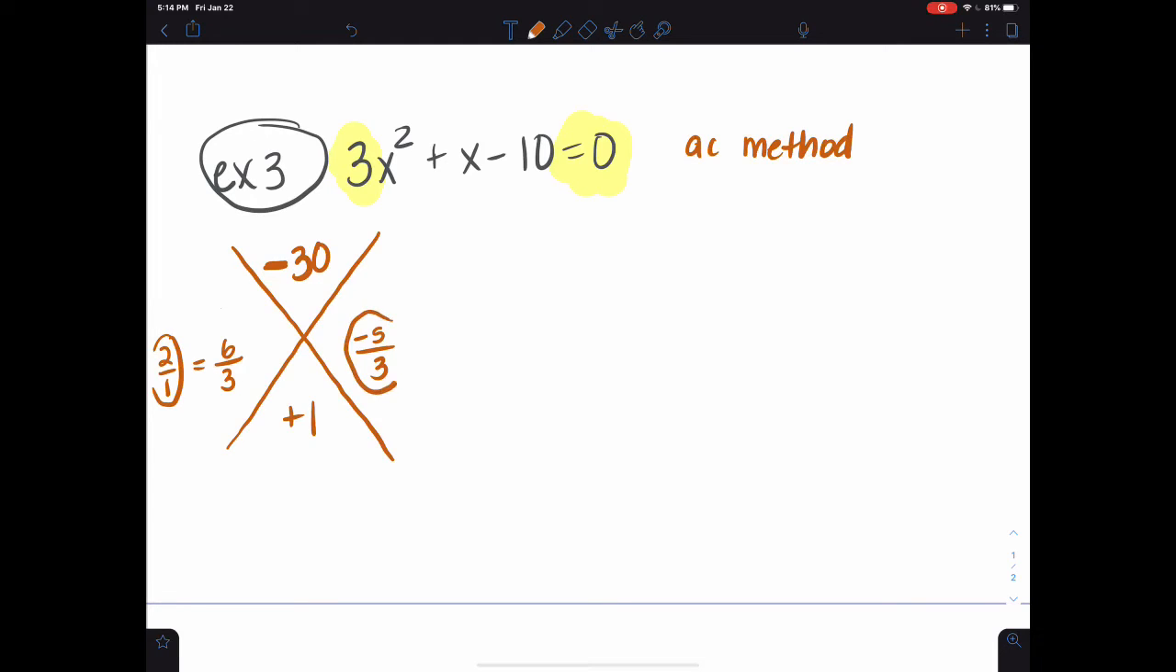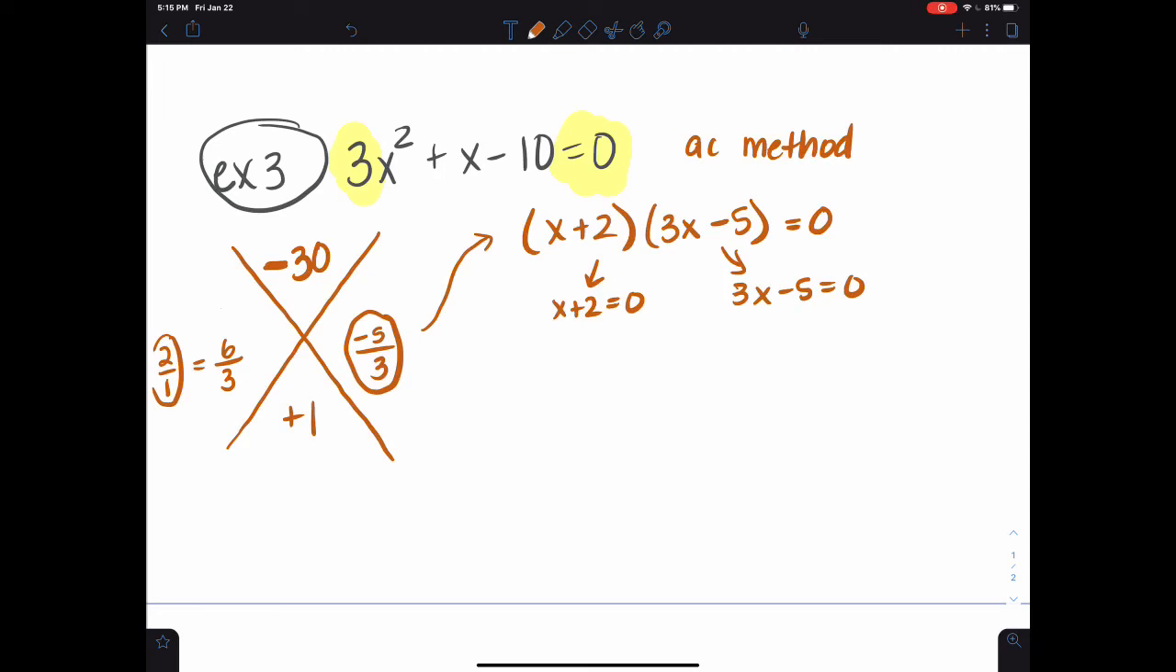With the AC method, we always write our factors bottoms up. So I'm going to end up with x plus 2 for my left factor and positive 3x minus 5 for my other factor. Because we're solving, I can set this equal to 0 and solve each factor set equal to 0 separately.